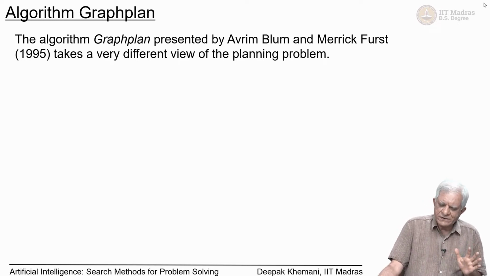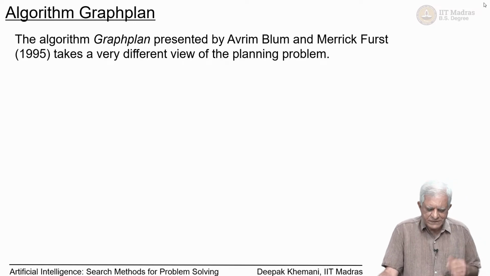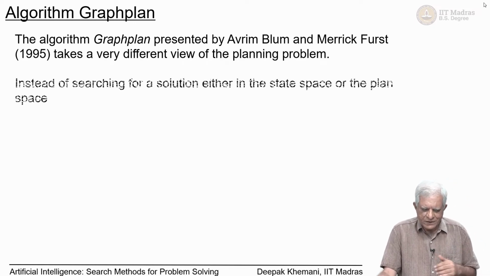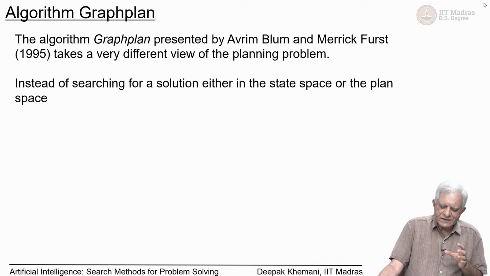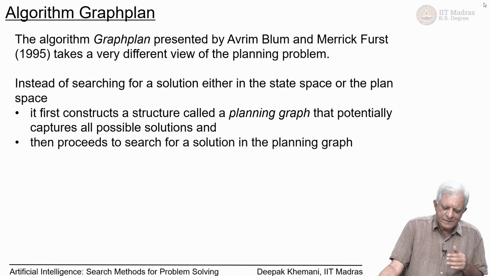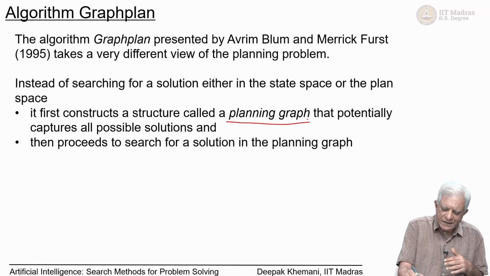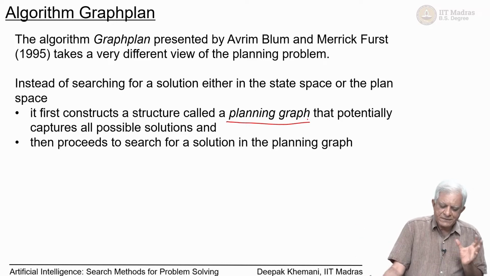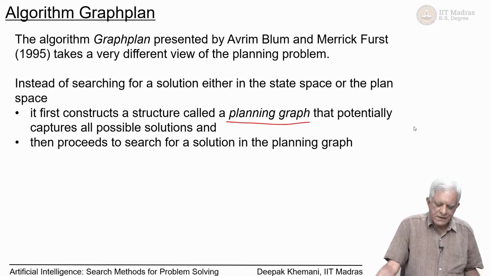So, what are the views, approaches we have said? We have said there is state space planning or there is plan space planning. Blum and Furst gave us a different approach that we will study now. Instead of searching for a solution either in the state space or in the plan space, it first constructs an intermediate structure which is called a planning graph that potentially captures all possible solutions, and then it proceeds to search for a solution in the planning graph. So, it is a two-stage process.